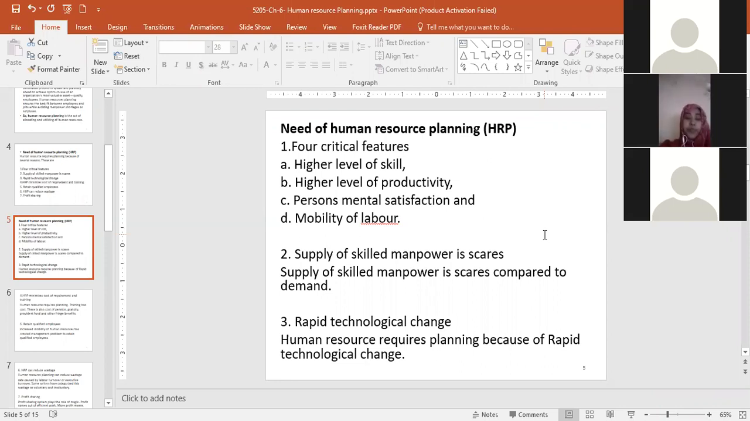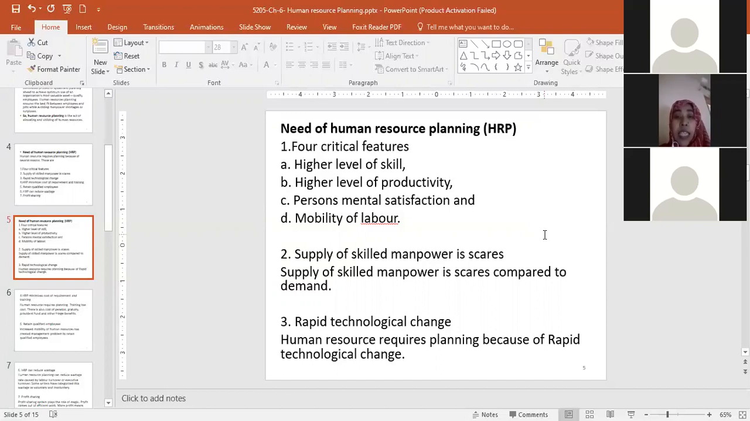So, and number D is mobility. Mobility of labor is also mobility of his or her productivity, which is under control. So these four are the critical features. That's why we need human resource planning.